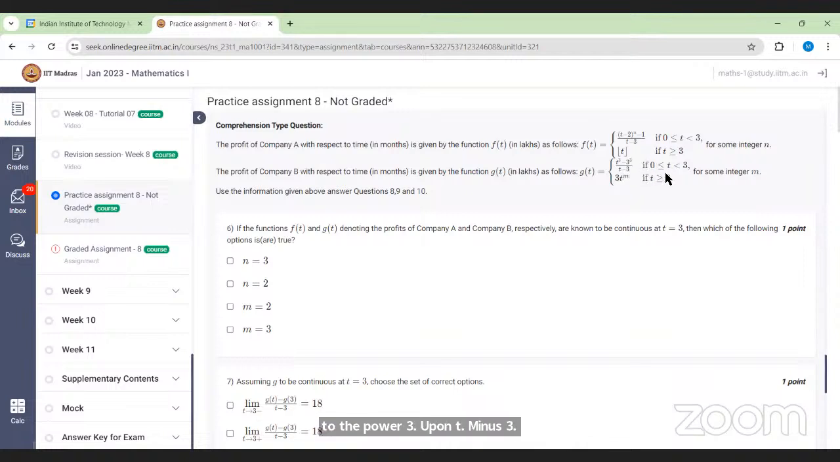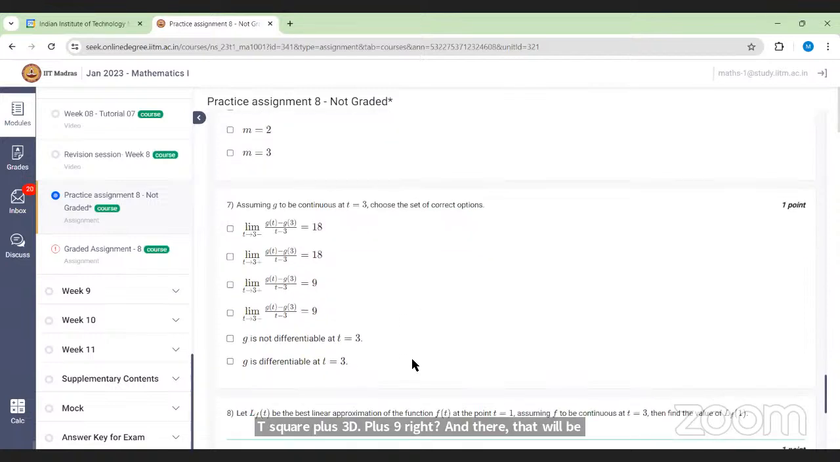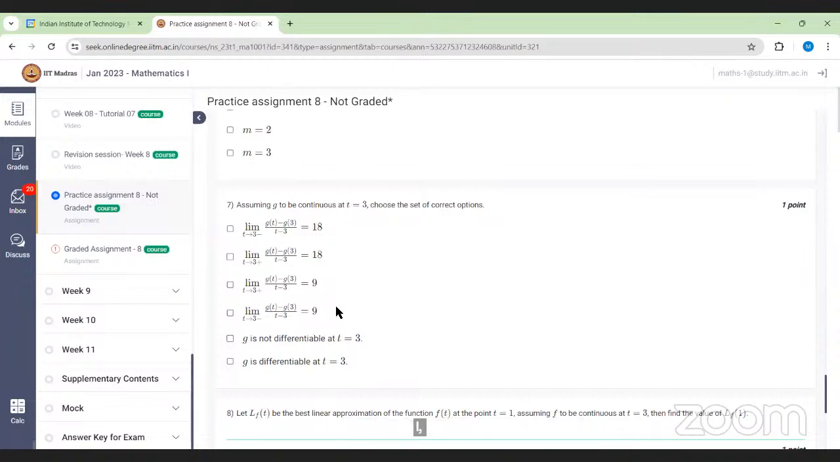Whenever you have to find out the limit of a rational function, you will try to cancel out the common factor between numerator as well as denominator, right? So this is t cube minus 3 cube. You can use the formula (a minus b) times (a square plus ab plus b square). If you use that formula, the t minus 3 in the numerator and the t minus 3 in the denominator will get cancelled out. You will just be left with t square plus 3t plus 9, right? That will be a polynomial, so then you can easily substitute the value 3 and you will find it. Yes, I think this is not correct.